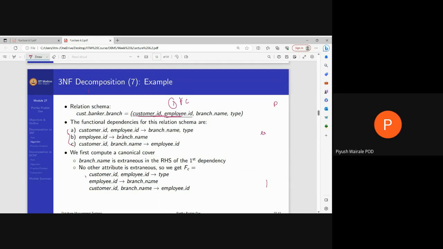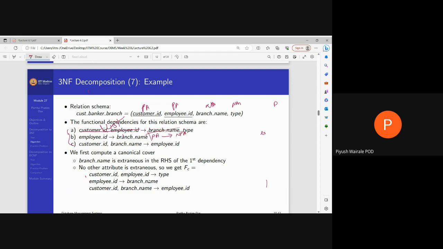So customer ID, employee ID is the primary key, right? So what are the prime attributes here? Customer ID, employee ID are prime attributes; the rest are non-prime attributes. For customer ID, employee ID, the left hand side is the key, so no issue, you don't need to check. Then employee ID determines branch name: employee ID, a prime attribute, determining a non-prime attribute.